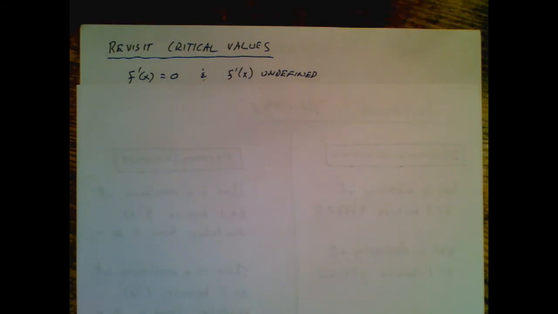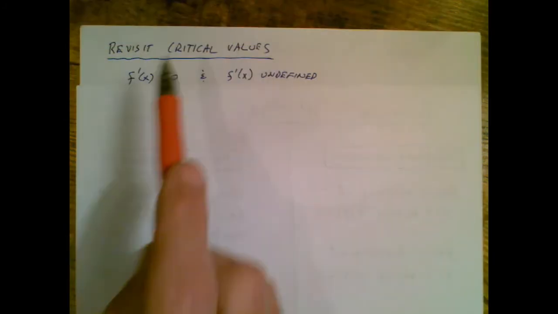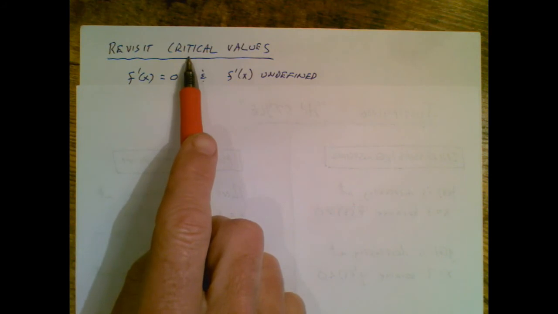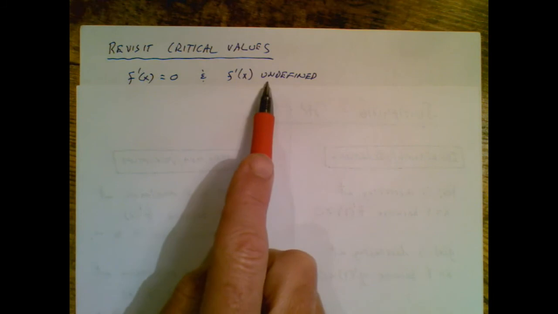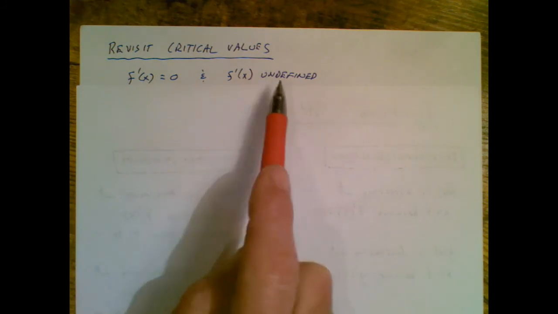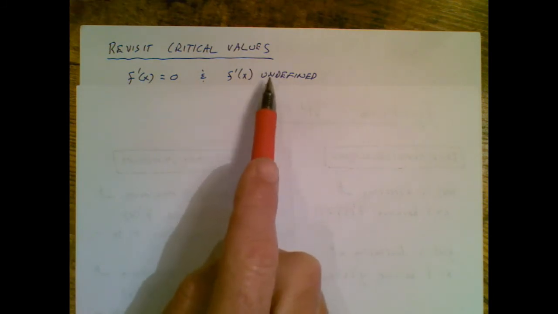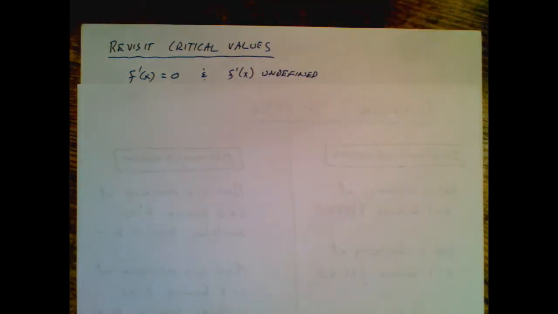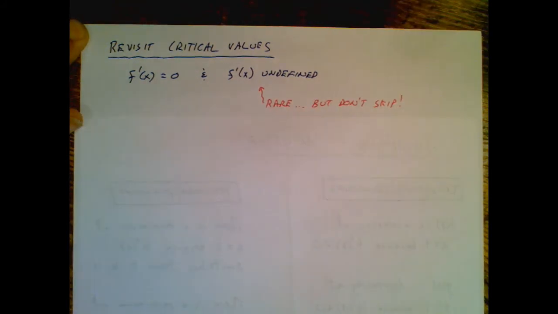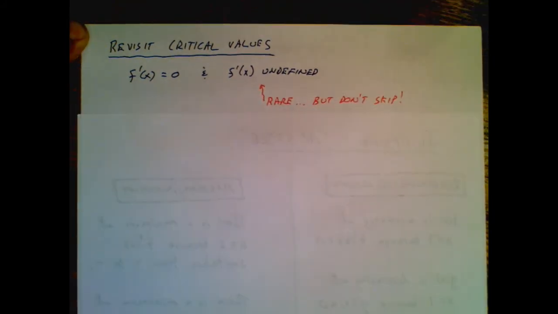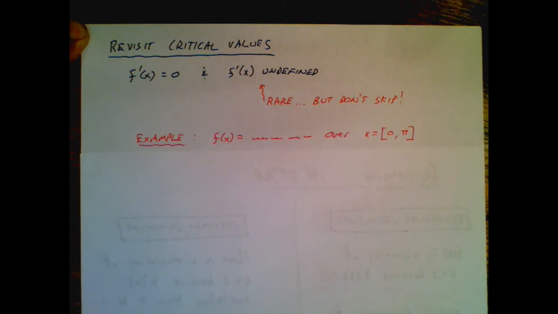Okay, we're close to darn done, but I want to point out some things for your benefit. Let's revisit critical values, which I told you the definition was first derivative equals 0, first derivative undefined. And I warned you that it was really easy to skip this thing because so often it leads to nothing of substance in the problem. But don't skip it. I'm going to show you an example of why that would be the case.